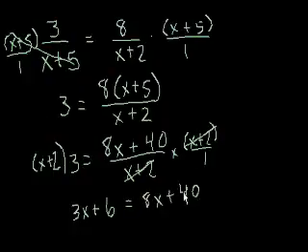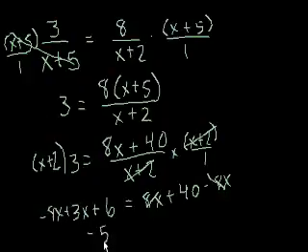And this is now a level 3 problem. Well, if we subtract 8x from both sides, minus 8x plus, I think I'm running out of space, minus 8x. Well, on the right-hand side, the 8x is canceled out. On the left-hand side, we have minus 5x plus 6 is equal to, on the right-hand side, all we have left is 40. Now we can subtract 6 from both sides of this equation.